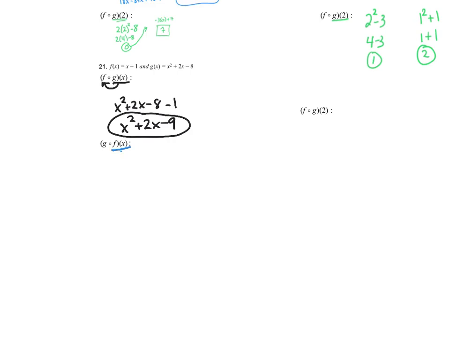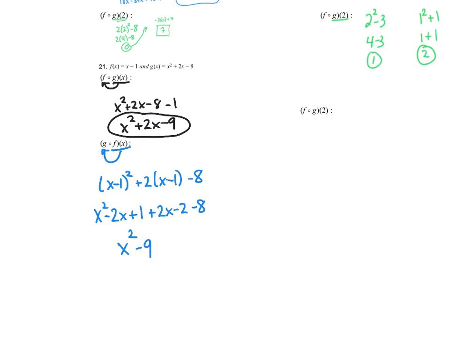For f, so we're going to plug f into g now. So that's going to be x minus 1 squared plus 2 times x minus 1 minus 8. So this is going to be x squared minus 2x plus 1 because we FOILed it. Distribute plus 2x minus 2 minus 8. Combine like terms, so x squared goes first, the 2x's cancel, so we have negative 10 plus 1, which is x squared minus 9. Again, no need to factor or do anything with that.